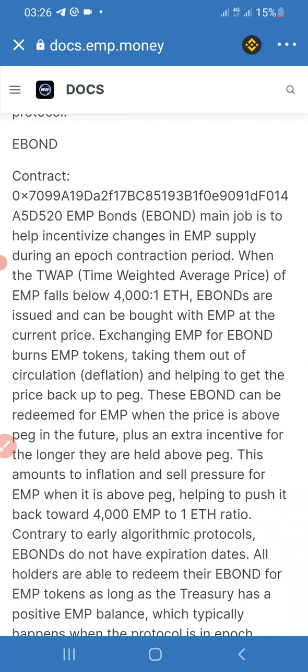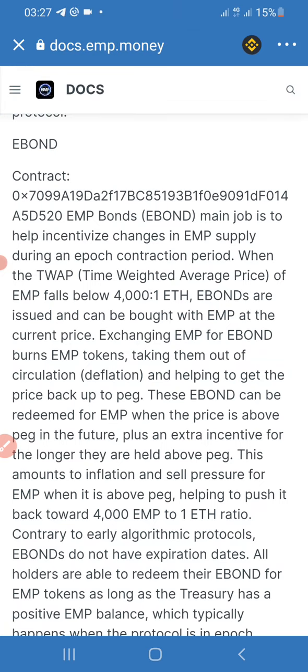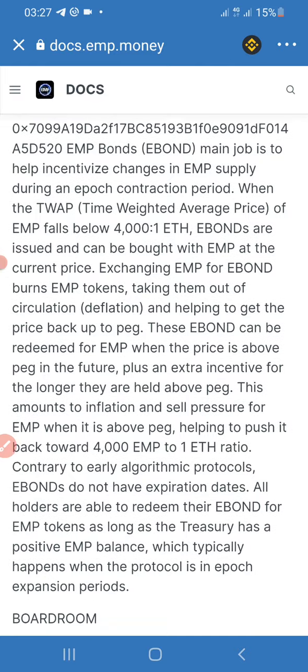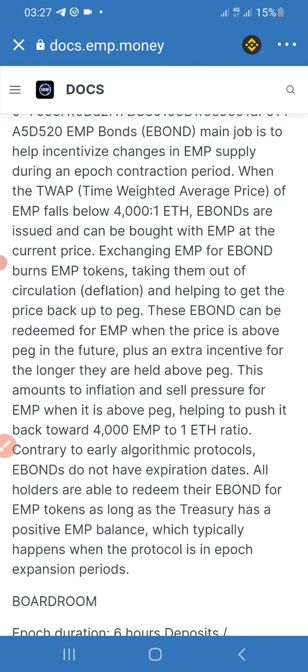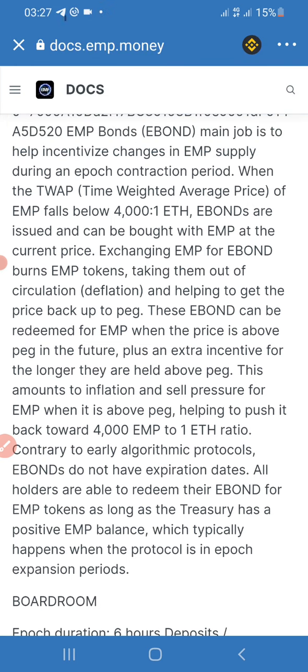You will exchange your EMP token for EBOND. So when you exchange your EMP token for EBOND, they will now bond the EMP token and get EBOND token. So the EMP token will be bonded. What it will cause is scarcity, because the number of EMP tokens has been reduced in the platform, which will push the price of EMP token back to peg, to the close price of what? Ethereum. Okay, to the Ethereum. All right.